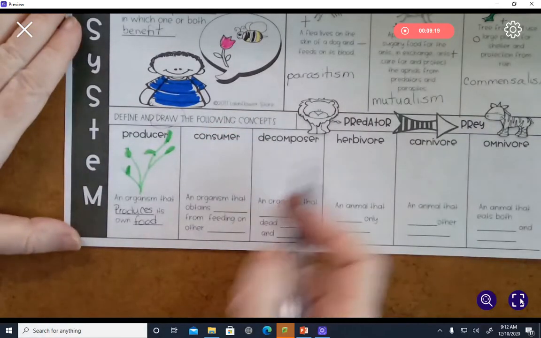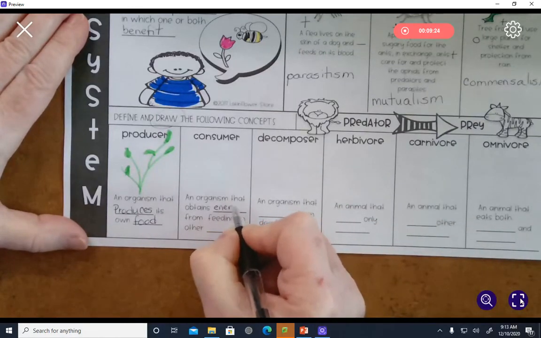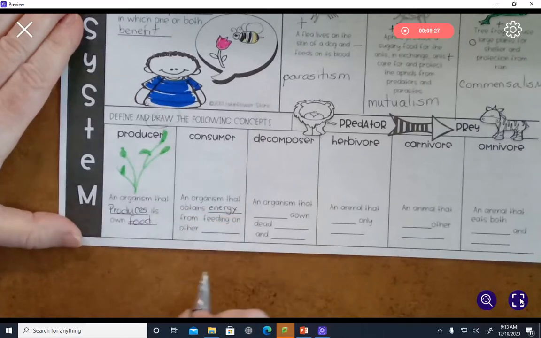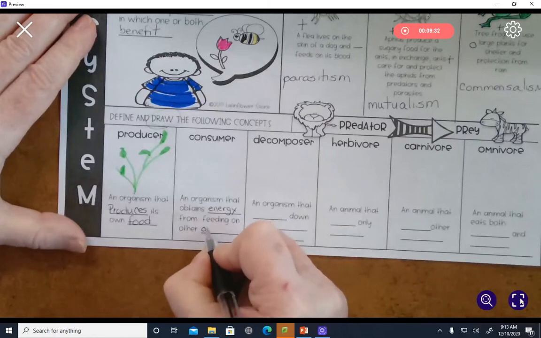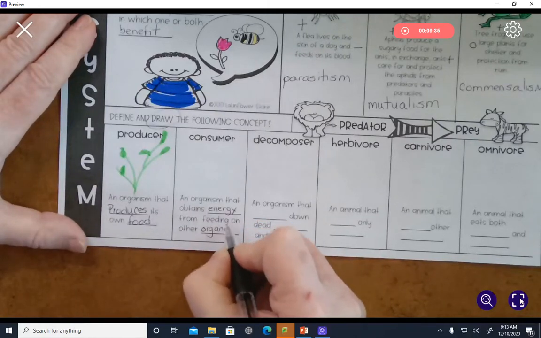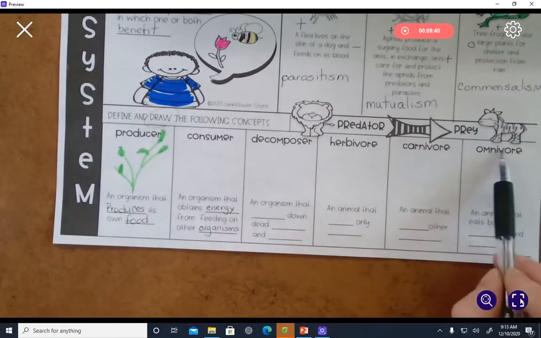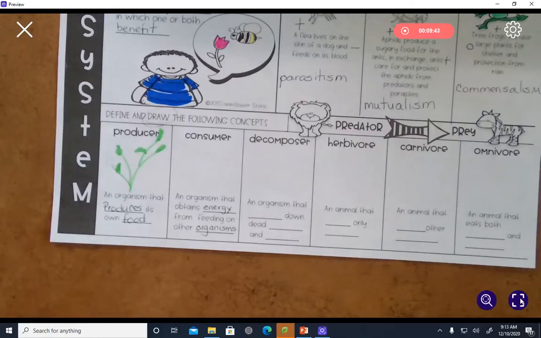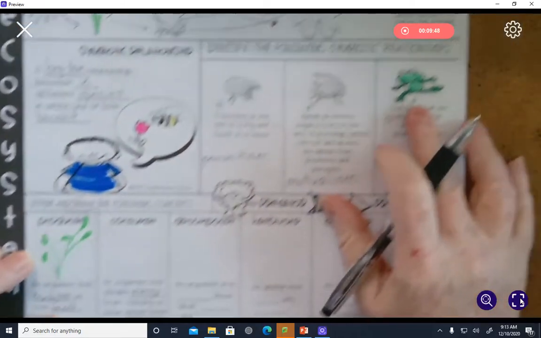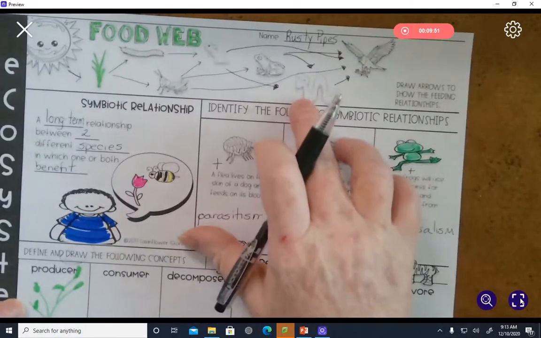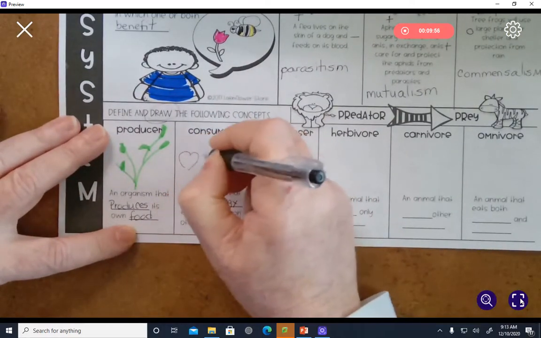A consumer is an organism that obtains energy, you could write food there too, from feeding on other organisms, because you are a consumer, whether you're an herbivore, a carnivore, or an omnivore. So I'm just going to give a frog, because I'm going to look at some of these pictures. Maybe this, ooh, a snake would be easy. Let's try to draw a snake.